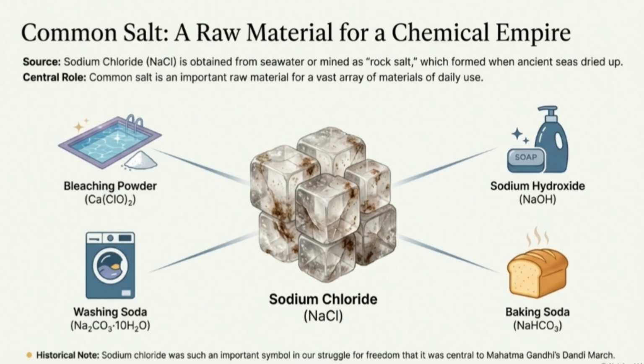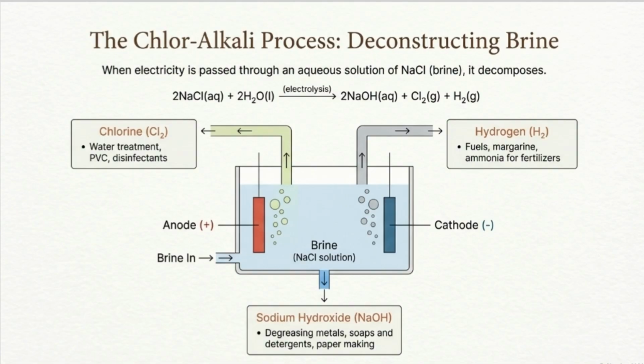Common salt, or sodium chloride, is a raw material for a chemical empire. It is obtained from seawater or rock salt. Sodium chloride is central to producing substances like bleaching powder, sodium hydroxide, washing soda, and baking soda, all essential for daily use. The chlor-alkali process deconstructs brine, an aqueous solution of sodium chloride.